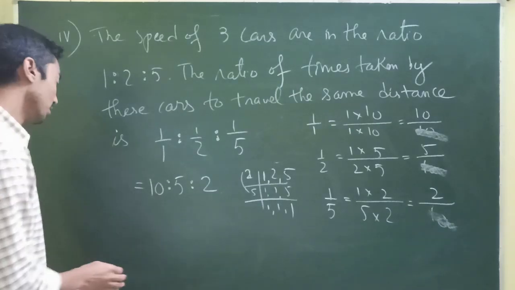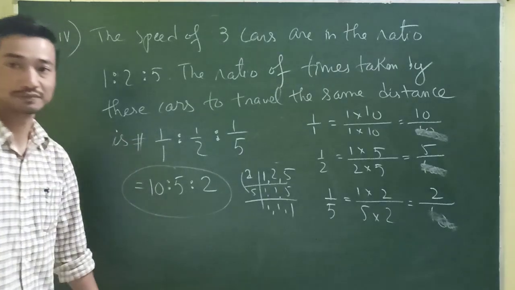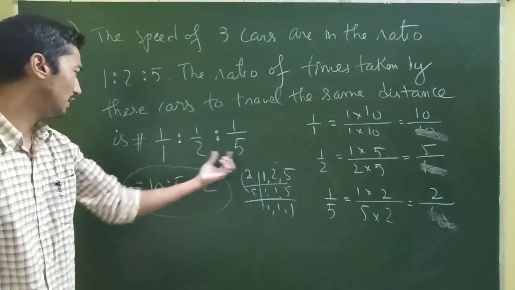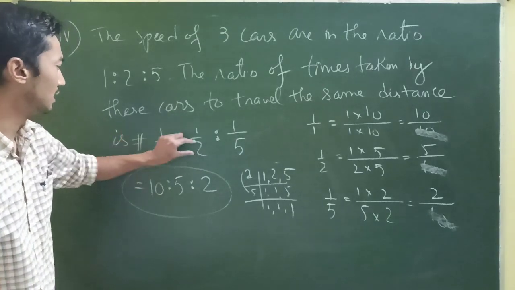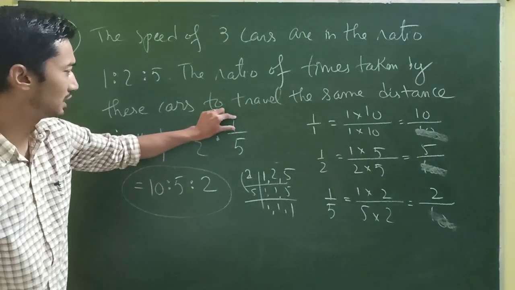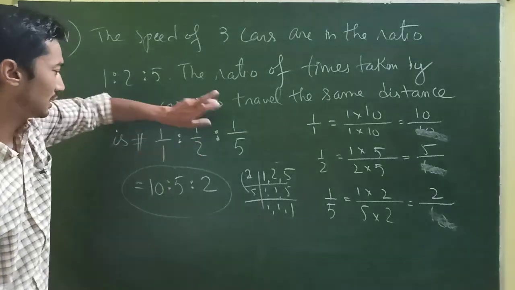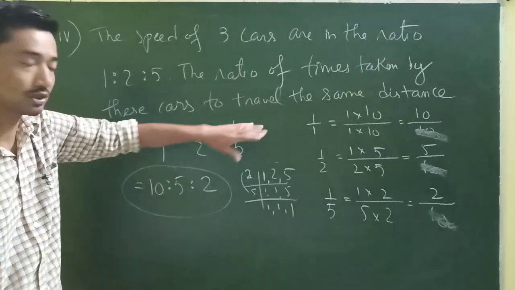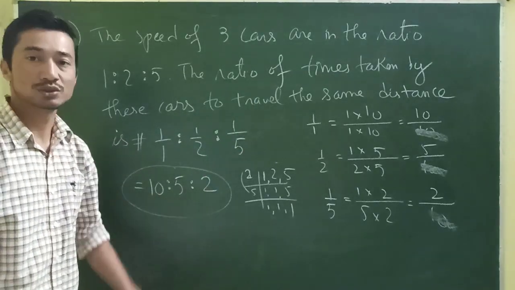That's the way. Most of the times this option will be given to you. So you can find the common LCM here, 10: 1 10s are 10, 2 5s are 10, 5 2s are 10. That common LCM 10, 10, 10 we can just cancel in the form of ratios. So 10 is to 5 is to 2.